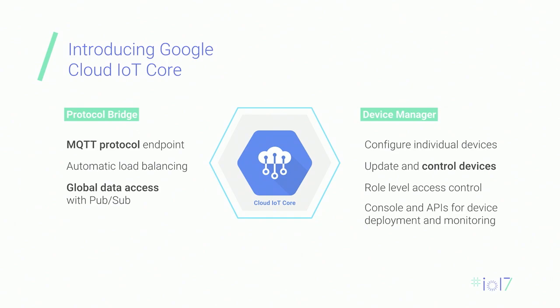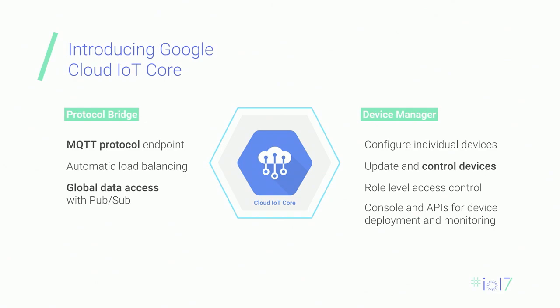Cloud IoT Core also comes with a device manager that can allow you to interact with your devices in the field. So you get things like the ability to configure individual devices that you have in the field, as well as control those devices, set up alerts, and set up role-level access controls. Role-level access controls could be something like allowing one user to have read and write access over a set of devices, and then another user could only have read access over a subset of those devices.